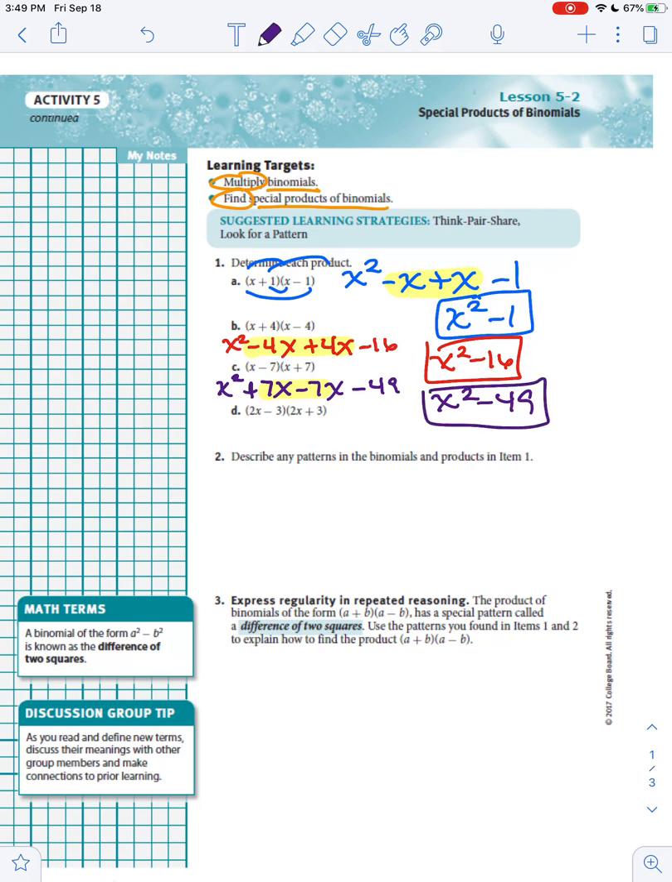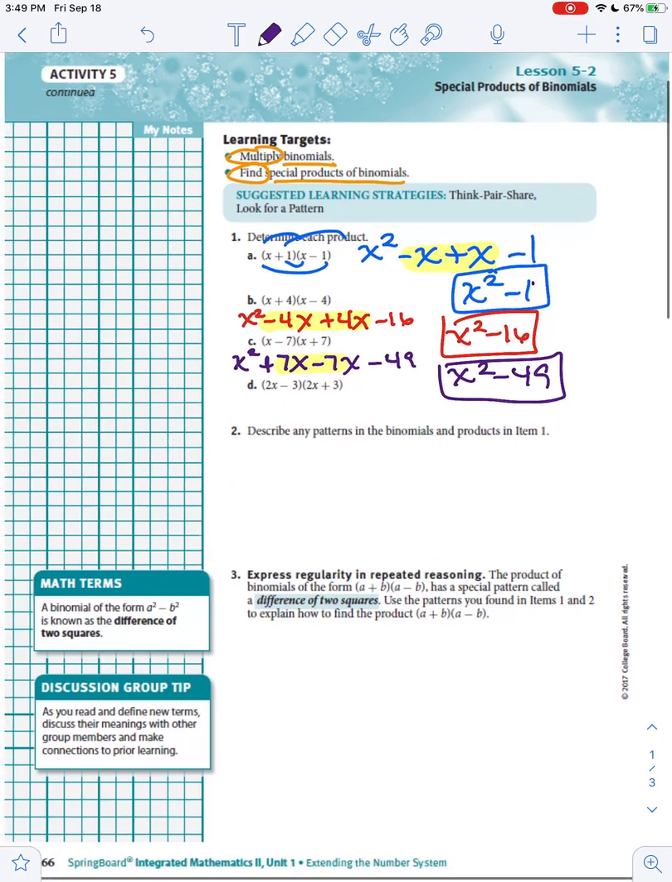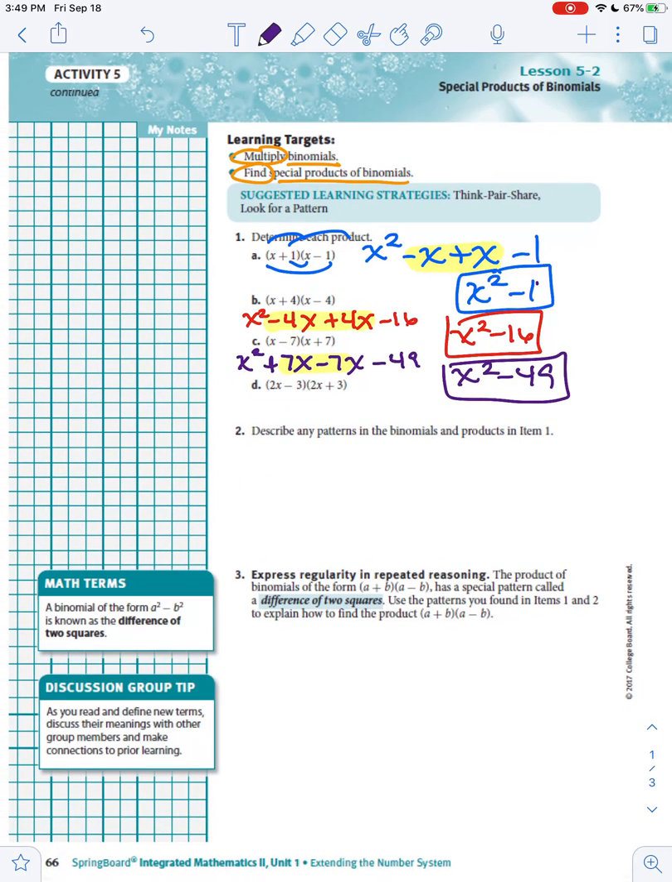Okay, so as we're looking at these answers, we should hopefully notice something in common. They're all x squared. They're all different. I see minuses in each one. And look at this, the last term. We've got a 1, a 16, and a 49. Hopefully you recognize all of those as being perfect squares.